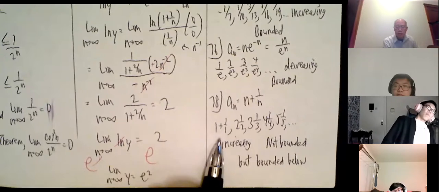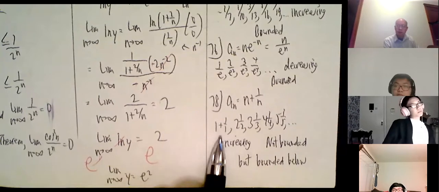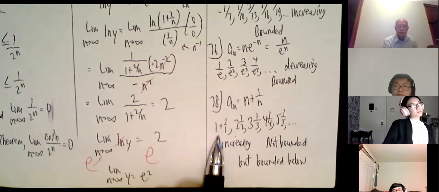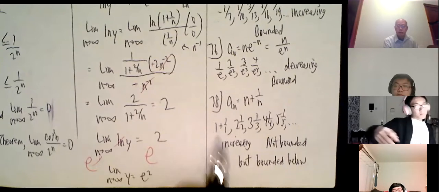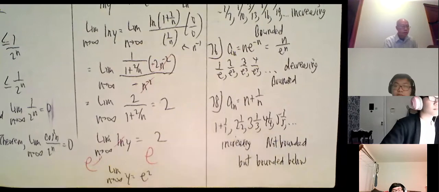So this is not bounded, okay, but we will say it's bounded below. There is a lower bound, 2, which also means 1 or 0 or -1 or -1 million. They would be lower bounds. There's no upper bound to this sequence.